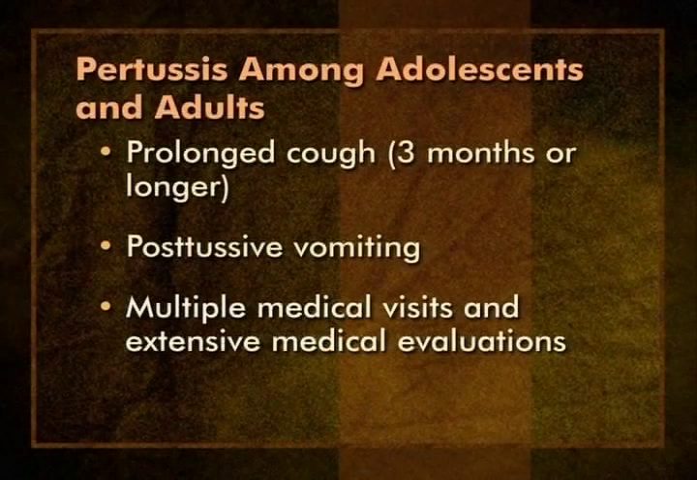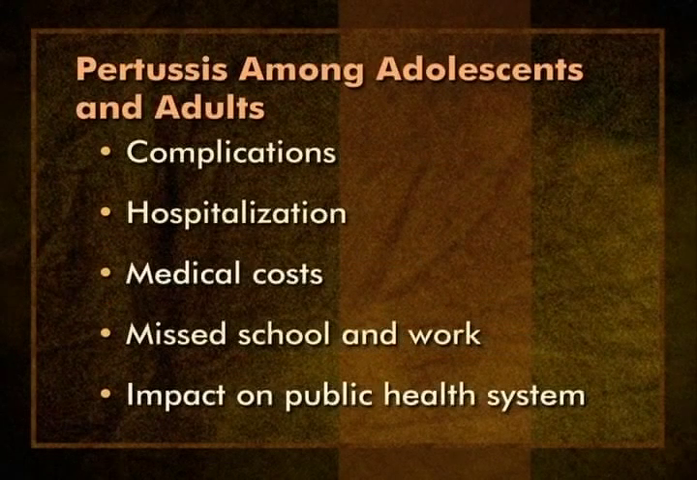The illness can have a prolonged cough that can persist for 3 months or longer. Post-tussive vomiting may occur after a severe paroxysm of cough. Adolescents and adults often have multiple medical visits and may undergo extensive medical evaluation for the persistent cough before pertussis is even considered as the diagnosis. Complications of pertussis among adolescents and adults include pneumonia, rib fractures from violent coughing, pneumothorax, subconjunctival hemorrhage, and aspiration.